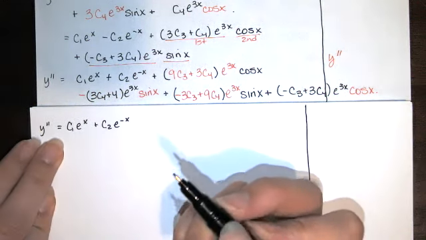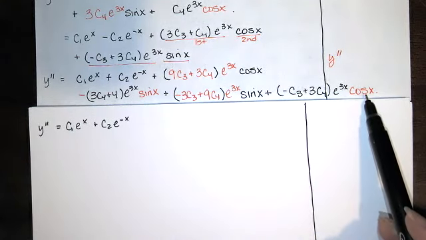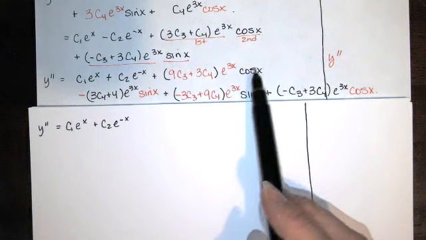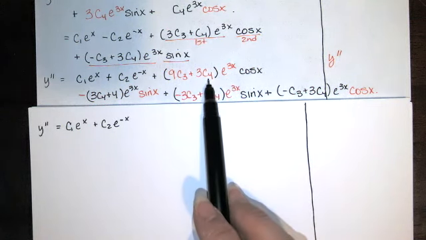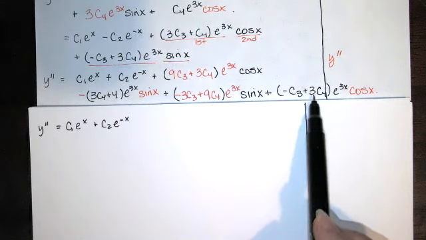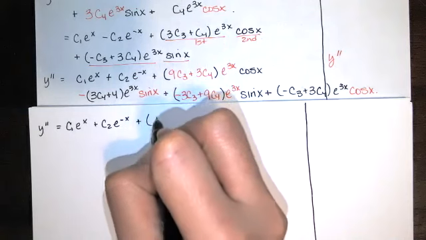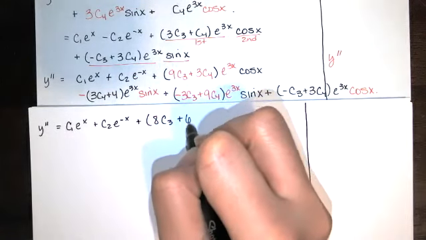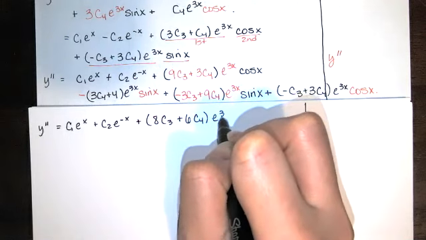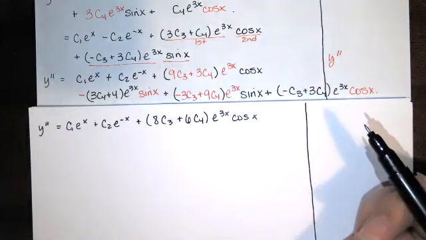Okay, so let's group the cosine terms first. I've got e to the 3x cosine of x and e to the 3x cosine of x here. So I've got 9c3 plus 3c4 minus c3 plus 3c4. So 9c3 minus c3 is going to give me an 8c3. And 3c4 plus 3c4 is 6c4. Okay, so those are done.